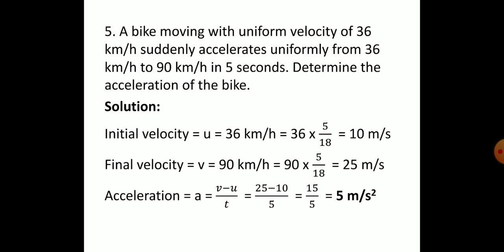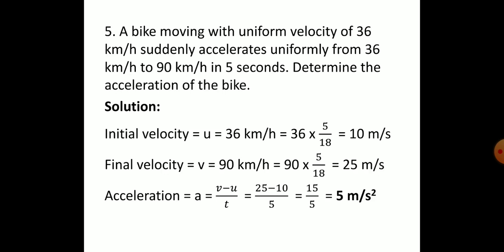So what is your initial velocity? It is 36 km per hour. Now again we have to convert the kilometer per hour to meter per second. So that is 36 into 5 by 18, which is equal to 10 meter per second. Now coming to the final velocity v, which is equal to 90 kilometer per hour, which is equal to 90 into 5 by 18, which is equal to 25 meter per second.